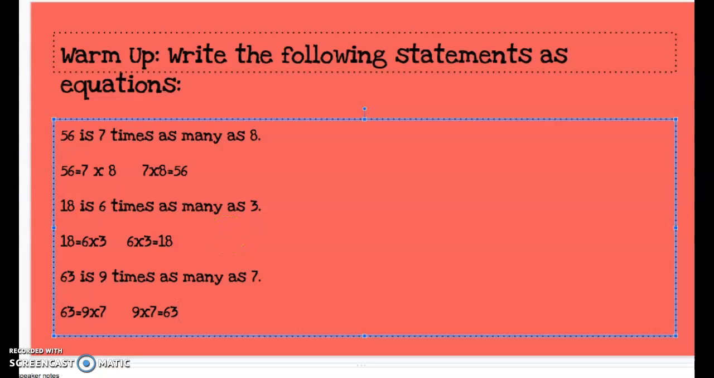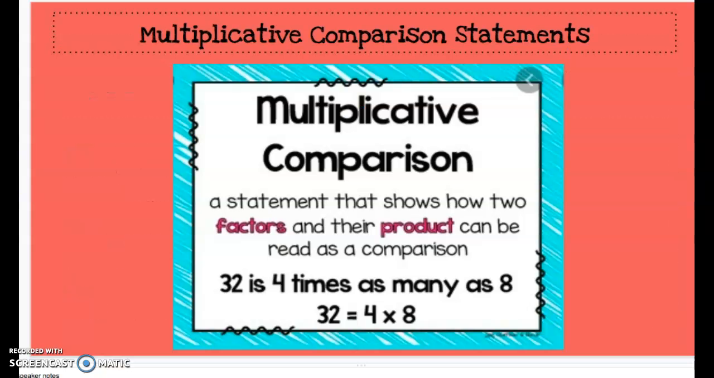Nice work. So as a reminder, multiplicative comparisons are statements that show how two factors and their product can be read as a comparison. So for example, 32 is 4 times as many as 8. 32 equals 4 times 8. So let's practice solving some problems together.